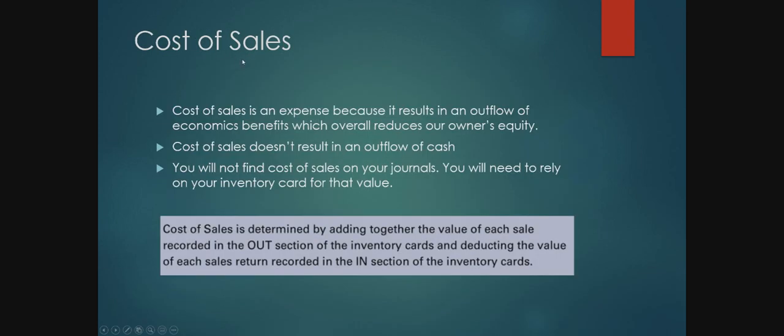So cost of sales. Cost of sales is an example of an expense because it's an outflow of economic benefits which overall reduces our owner's equity. Cost of sales doesn't result in an outflow of cash. You will not find cost of sales in your journal. You will need to rely on your inventory card for that value. Cost of sales is determined by adding together the values of each sale recorded in the out section of the inventory cards and deducting the value of each sales return recorded in the in section of the inventory cards. I'll show you an example later.